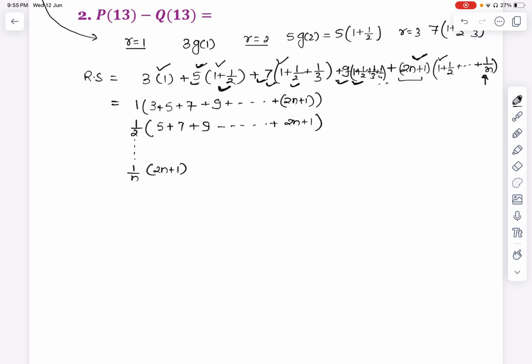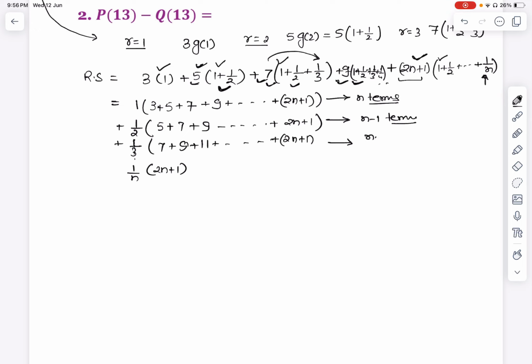So in this, if we see, there are n terms. In the next, there are n minus 1 terms. In the next, if we write 1 by 3 times, it will start from 7, so 7 plus 9 plus 11 up to 2n plus 1. So in this there are n minus 2 terms, and at the end we have only one term, that is 2n plus 1. It is going like this. So we can clearly see from here that this is an AP with n terms.